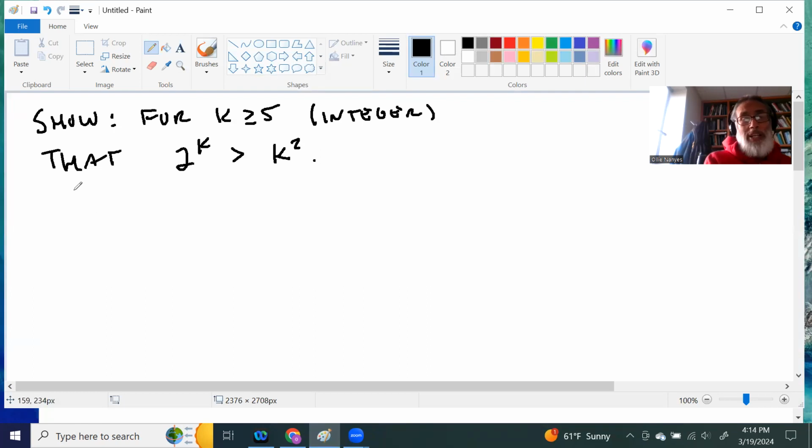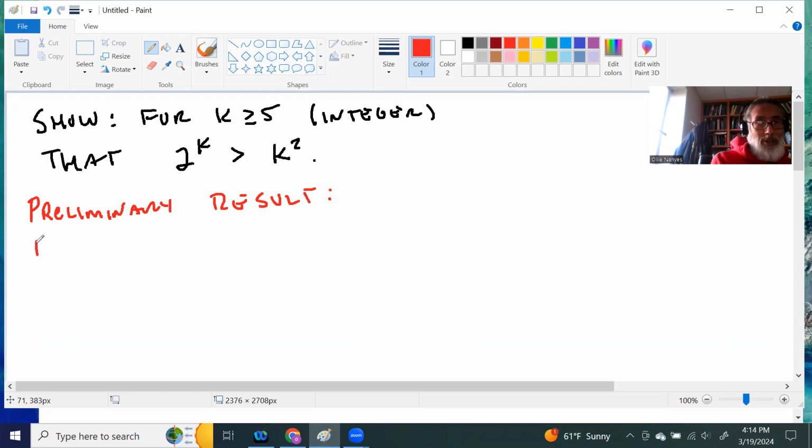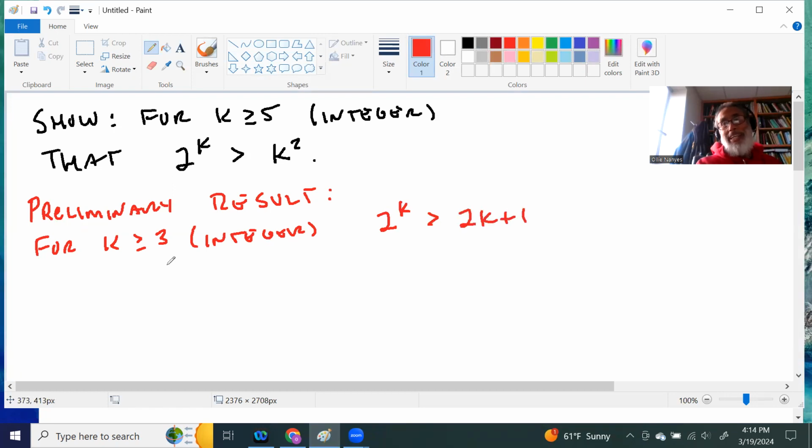Now, before I do this, I'd like to do a preliminary result. The preliminary result will be that for k greater than or equal to 3, an integer, 2 to the k is greater than 2k plus 1. And again, I want to do this without calculus.